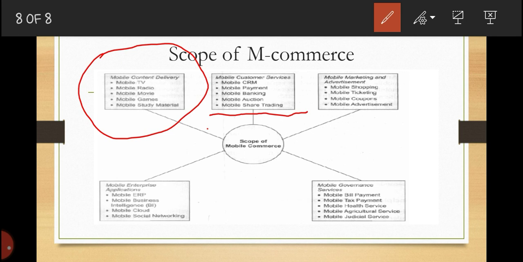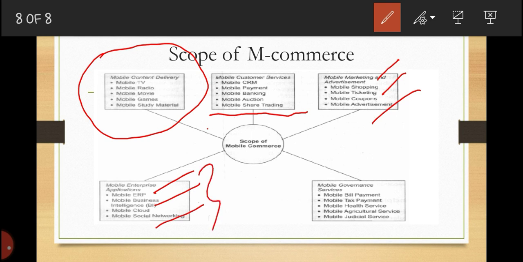Now we have customer relationship management that can be done over wireless networks. Customer service has now been introduced with the use of mobile phones. We can do mobile payment, mobile banking, auctions, and even share trading. We have mobile marketing and advertisements. Now we can do mobile shopping, mobile ticketing, mobile coupons, and even advertisements. We have what we call mobile enterprise applications, mobile business intelligence, mobile cloud, and mobile social networking.